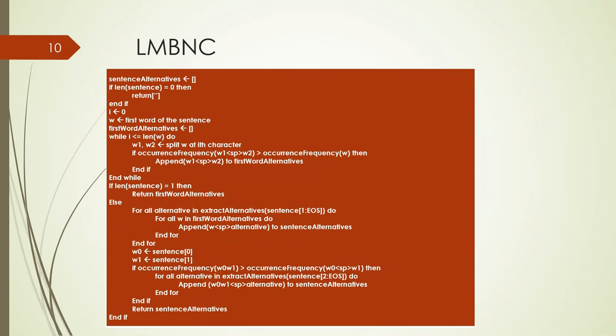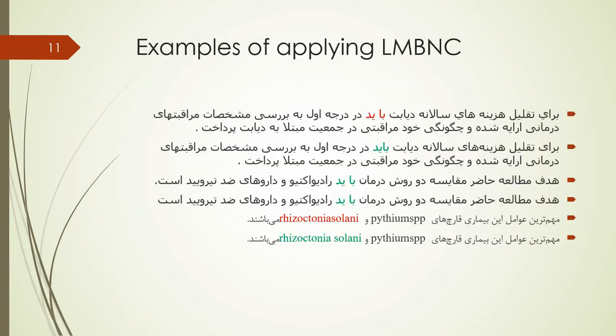To generate alternatives for the sentence, we split its unigrams and concatenate its bigrams, and check if the resulting bigram or unigram has been seen more frequently in the corpora. This is done in a recursive manner. These heuristics are put in place to prevent applying unwanted changes to the corpora. In this slide, we can see examples where LMBNC has successfully incorporated context in deciding whether to concatenate two unigrams.